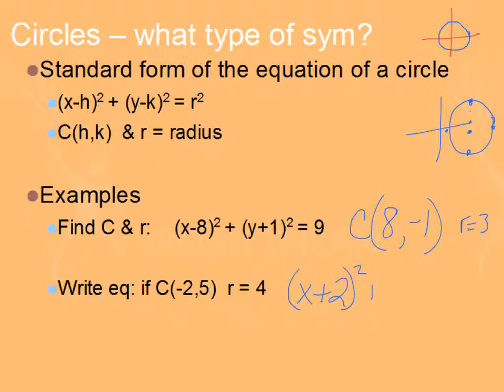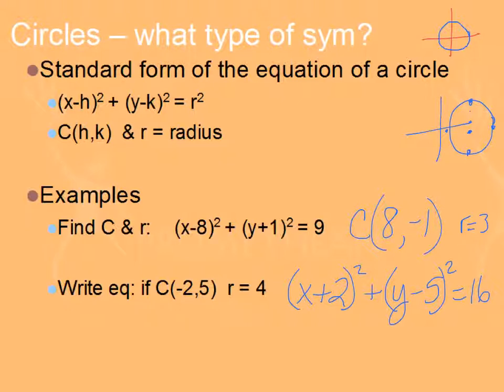Squared plus, now let's do the y's. It's going to be a y, and the y value of the center is a positive 5, so I'm going to put in a minus 5. Squared equals the radius squared. So if the radius is 4, r squared would be 16. There's the equation of the circle.